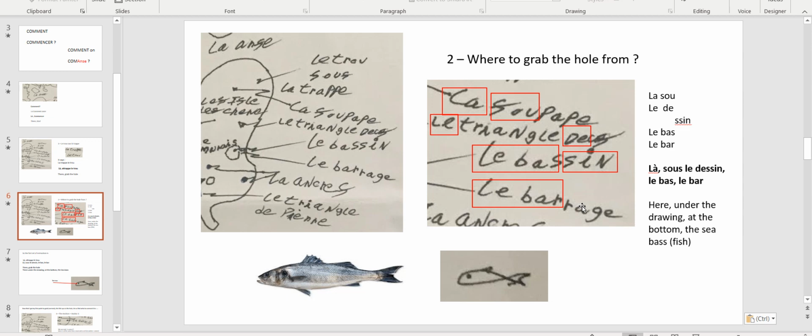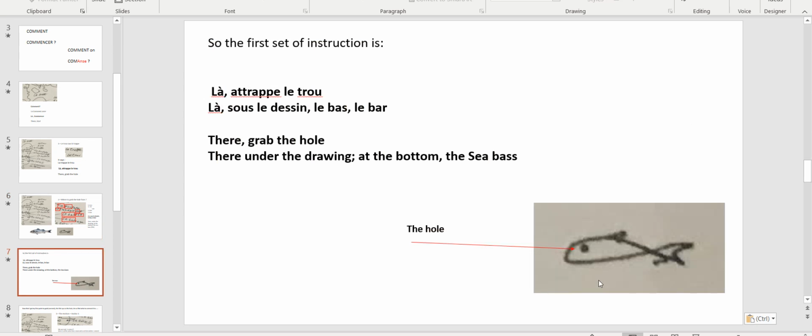So it's pointing to the fish there. And maybe I was tripping, maybe I was still making that up. So it said "là, le bar." So, and there's a hole. That's the I. And I was wrong again. And that proved me wrong. But fair enough, I was learning. So it says "là, attrape le trou, là, sous le dessin, le bas, le bar." So seriously, it was saying there, grab the hole. Underneath the drawing, at the bottom, the sea bass. And that's the hole. It's wrong, but it made so much sense.